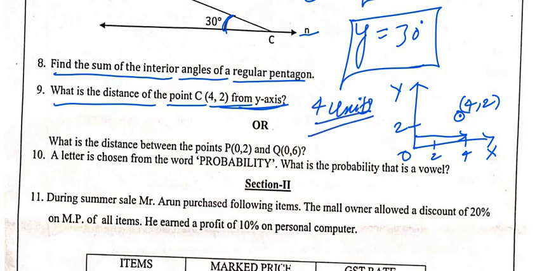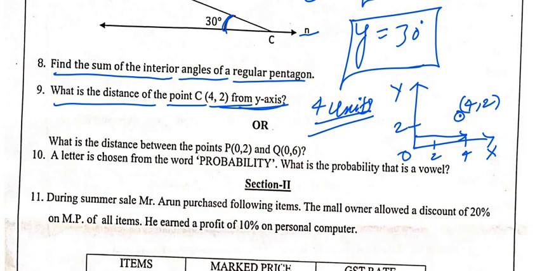Most of the students wrote 2 units. If a question asks to find the distance from the y-axis, then it will be 4 units. From the x-axis, it will be 2 units. So always you have to take the opposite value. If the y-axis is asked, we have to tell the answer as the abscissa. If the x-axis is asked, we have to tell the answer as the ordinate.